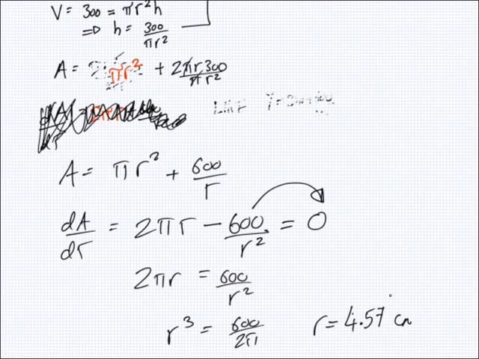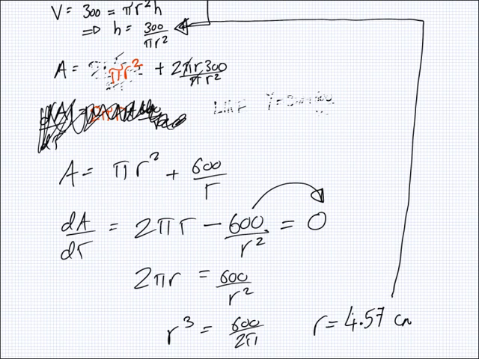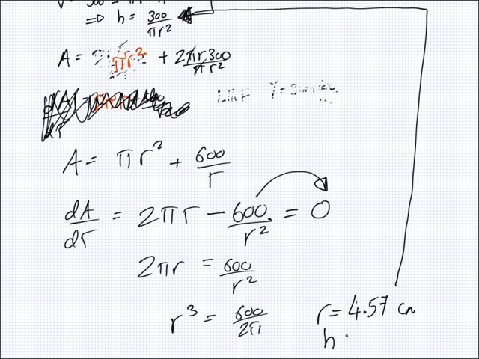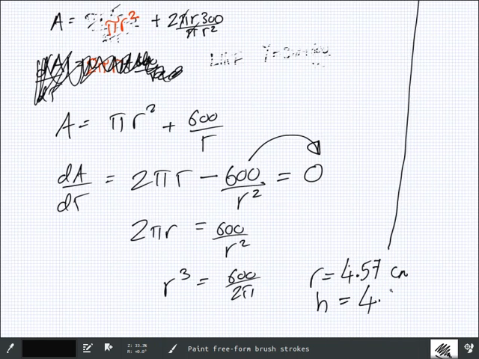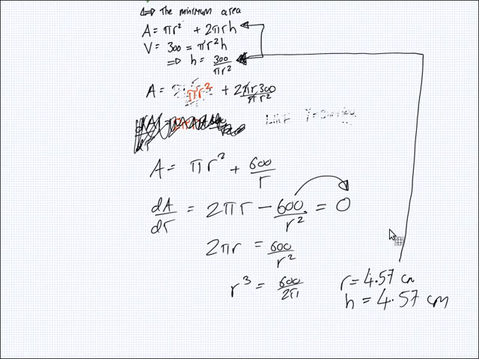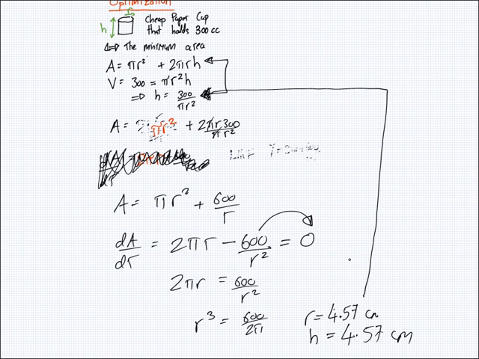And then how can I get the h? I need someone to sub this back in earlier to here. And I have my h now, please. 300 over pi times 4.57 squared. It's about the same, isn't it? Okay, fine. 4.57. So this is actually interesting because it tells me, are you sure? 300 over pi r squared? Also 4.57? Okay. So obviously this cup is not 4.57 centimeters tall.